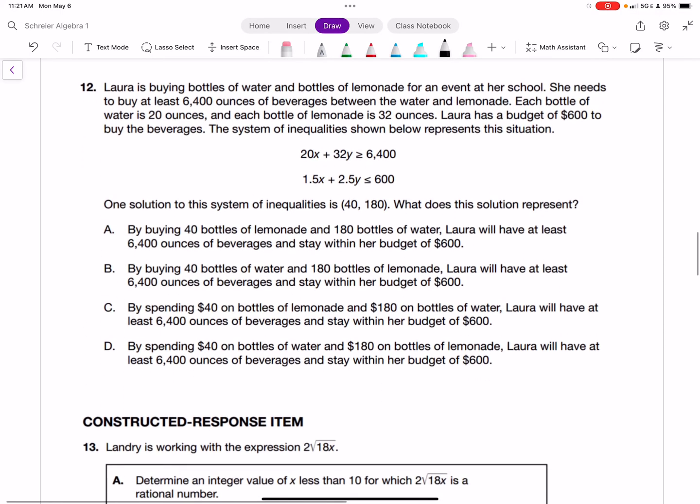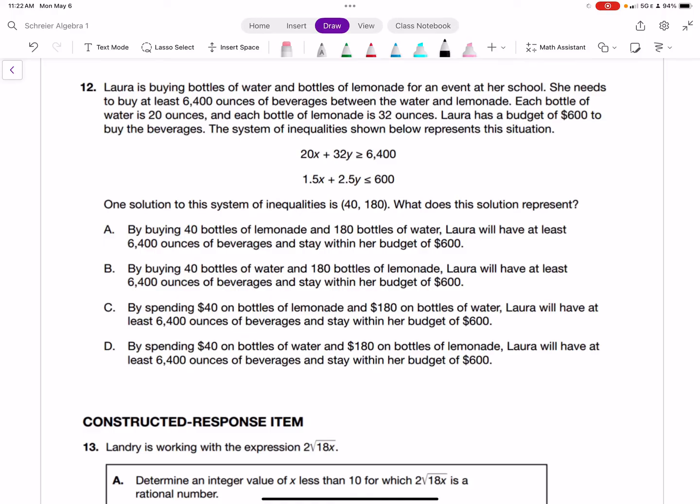For the next problem, you are asked to tell what the solution to a system of inequalities represents. So it's just a matter of, you don't have to solve it, you just have to say what the point represents. So let's read through the problem carefully. It says Laura is buying bottles of water and bottles of lemonade. So we have two types of drinks. She's buying water and lemonade.